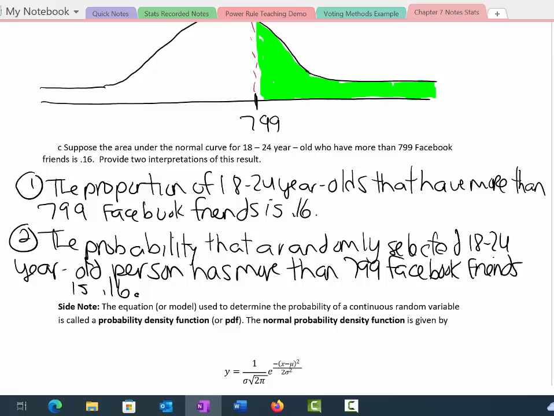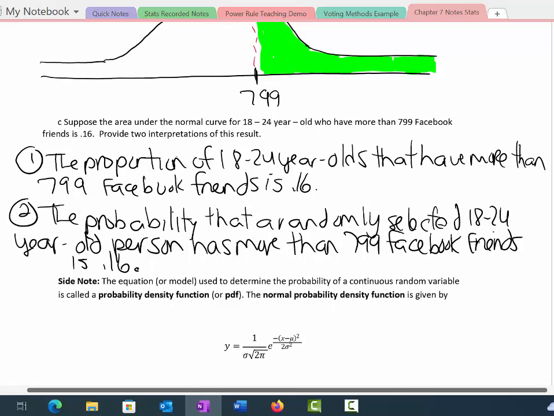As a quick side note, the equation or model to use to determine the probability of a continuous random variable is called a probability density function. The normal probability density function is given by the formula below. We will not be using that in this course. That's more of an FYI for you.